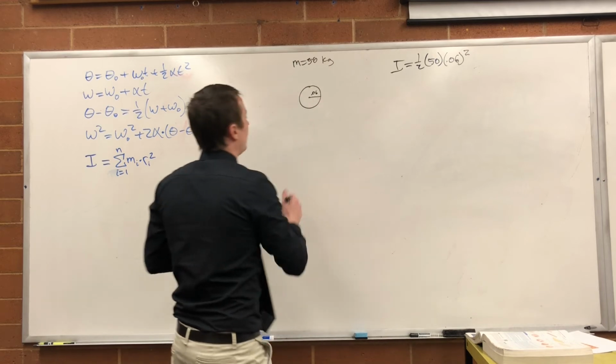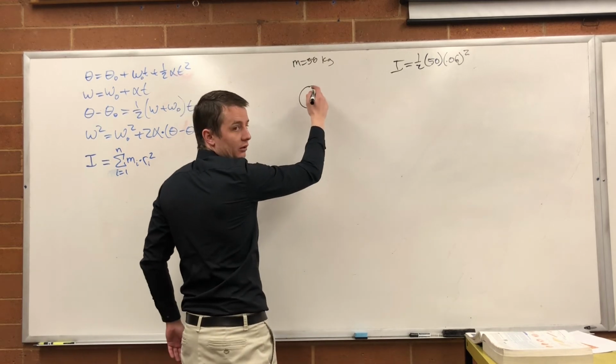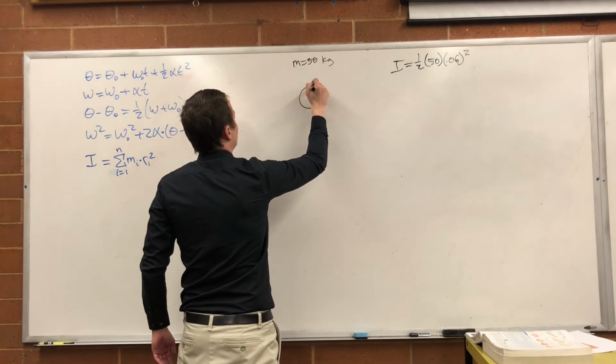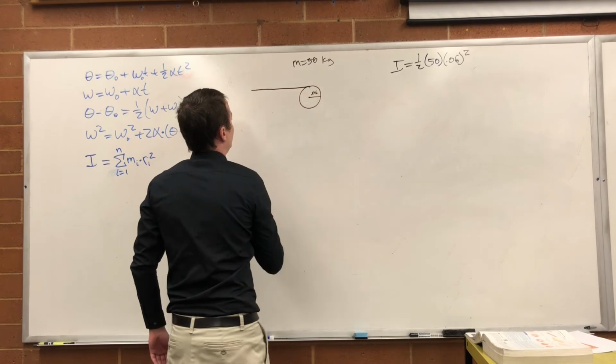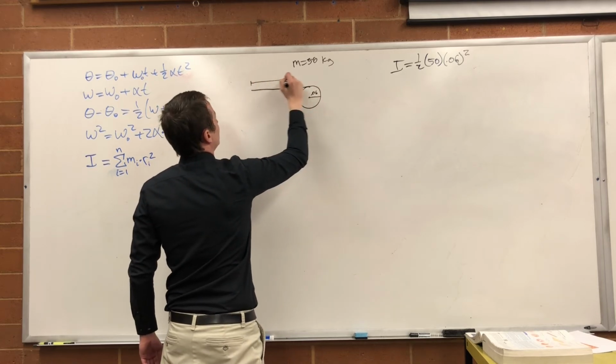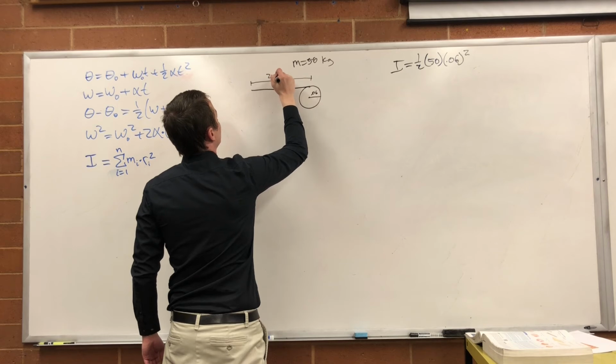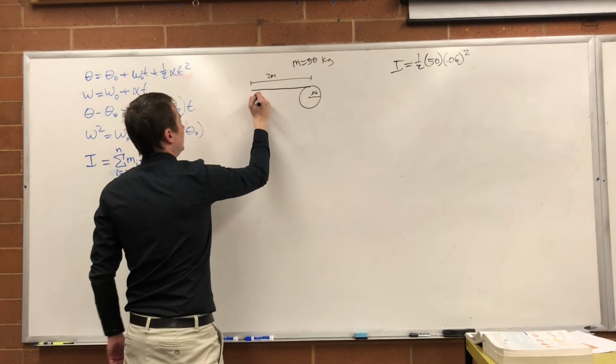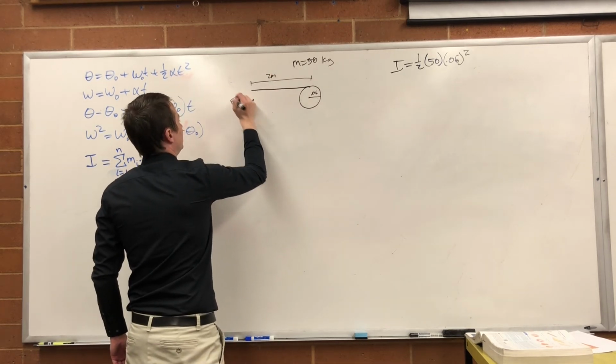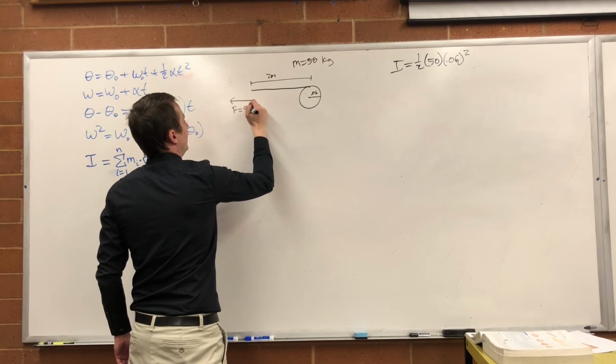Okay, so we've got a cable wound up around the cylinder, and we start pulling the cable. We pull the cable out from the cylinder 2 meters. Now while we're doing that, the force that we were applying this way was 9 newtons. Okay.